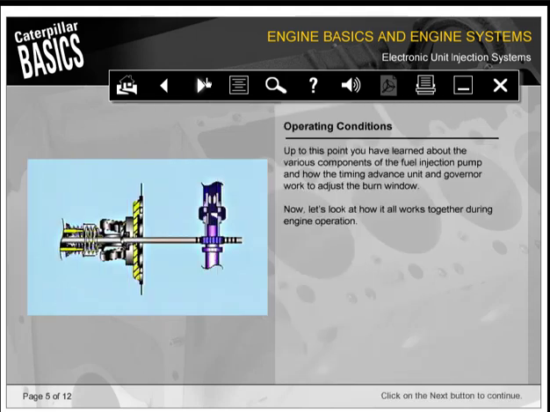Up to this point, you've learned about the various components of the fuel injection pump and how the timing advance unit and governor work to adjust the burn window. Now, let's look at how it all works together during engine operation.